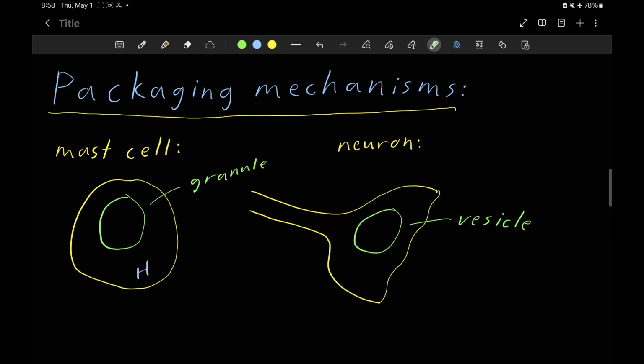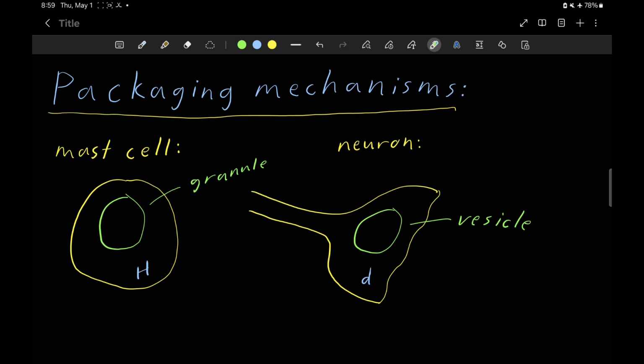Or let's say instead of a mast cell, you have a neuron. You can have messenger molecules such as dopamine, right? After dopamine is produced, it must be stored inside this green circle compartment called the vesicle and stored and packaged there until it gets released later on.